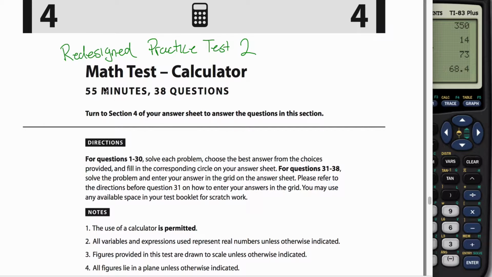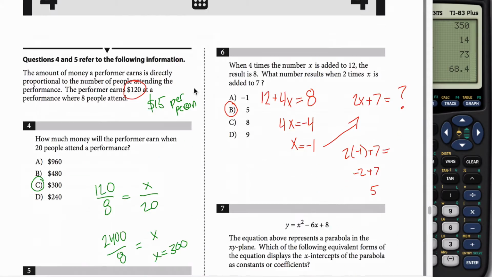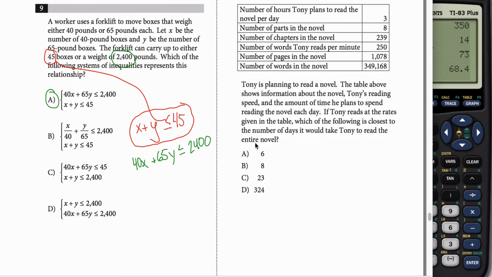All right, here's the second video from section 4 of practice test 2. Section 4 is the calculator section, and in this video I'm going to go through questions 11 through 20. In a previous video I did 1 through 10, so I'll pick it up here with 11.